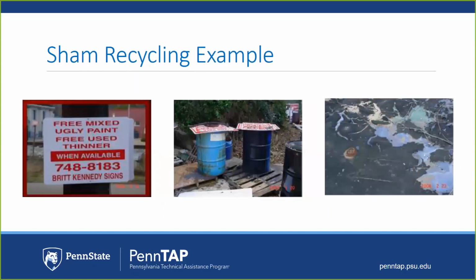Here is another example of sham recycling. This is hazardous spent solvent contaminated with ink from a screen printing process designated by the generator as ugly paint or used thinner. The facility had no records of anyone taking the free ugly paint or used thinner. The materials were stored outside in containers covered with corrugated plastic. According to the owner, he was using the ugly paint on a concrete slab for an advertisement that would be visible by airplanes. The advertisement was never completed.